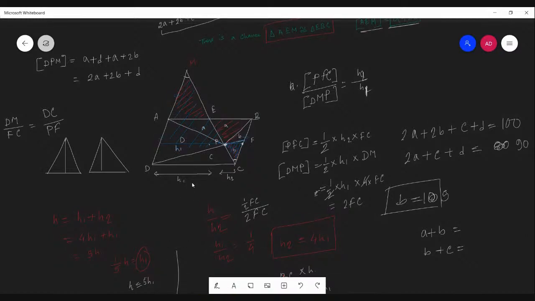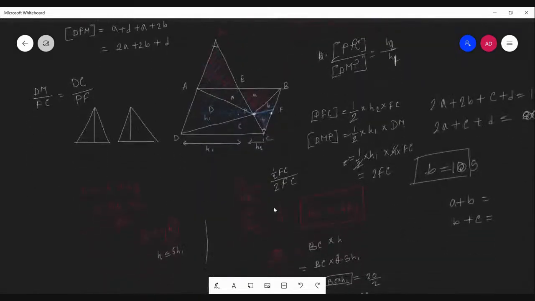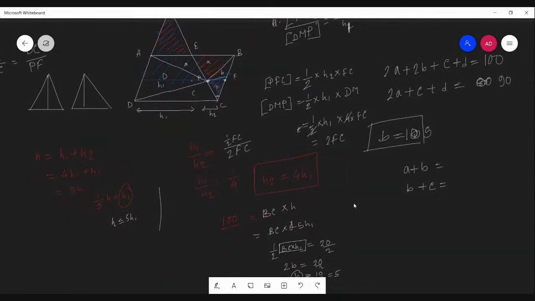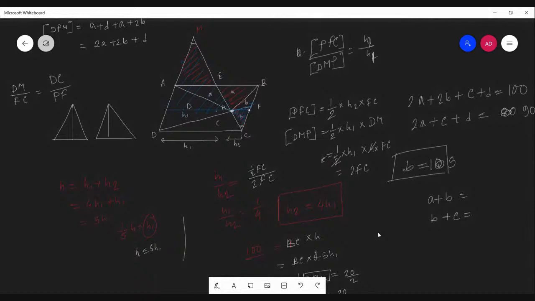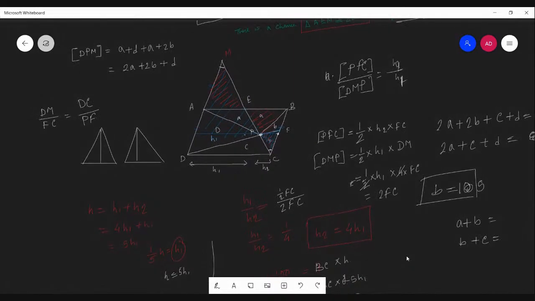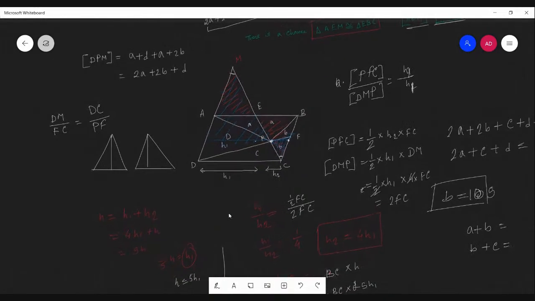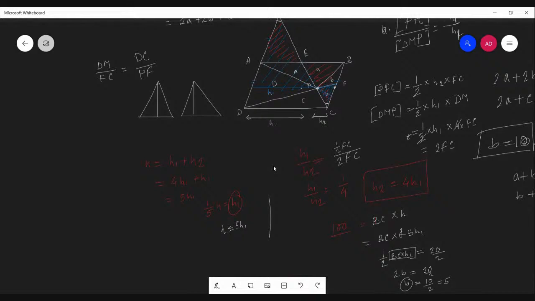Okay, so what do I have to do? I have to find out the maximum value, right? The maximum value of these things.